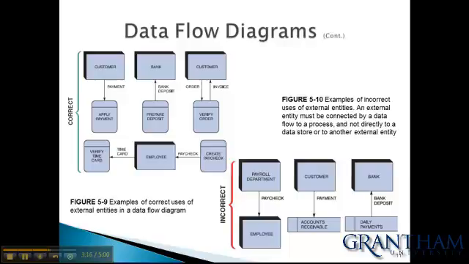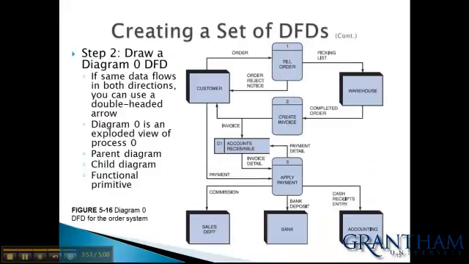The last one is that you have a verify time card. You have an employee who will input their time card. It goes to a verification of time card, and then a create paycheck, which again goes out to the employee. Some incorrect examples: you can't have two entities connected, and an external entity must be connected by a data flow to a process and not directly to a data store or to another entity. So that's why the last two are incorrect.